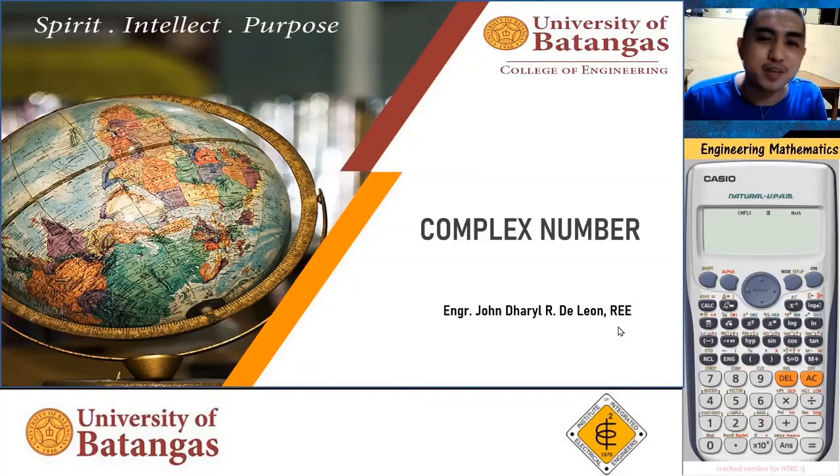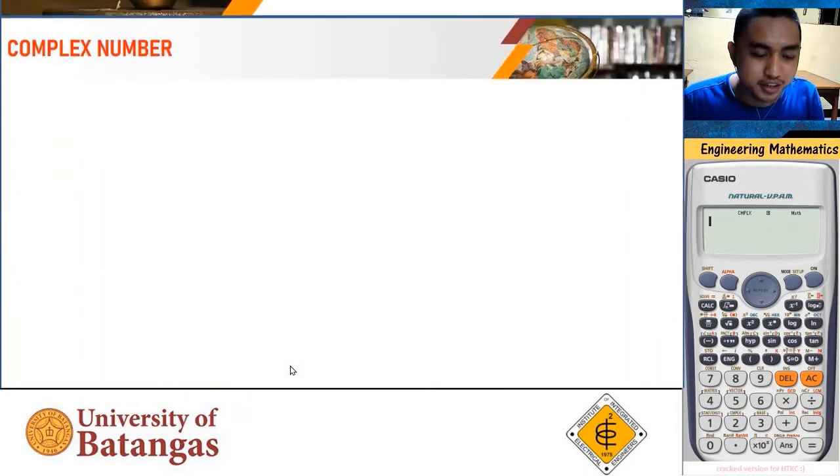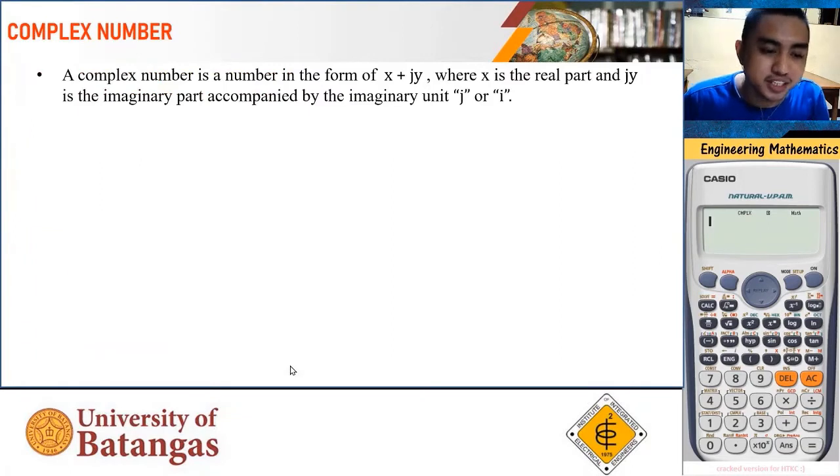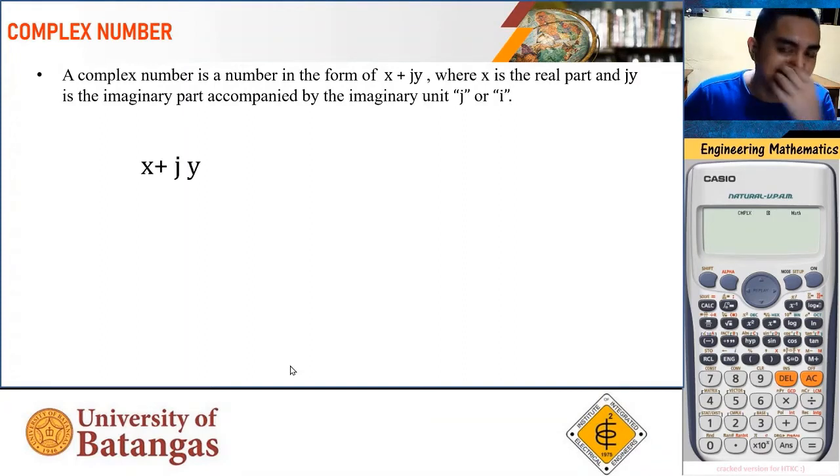Okay, for today we will talk about complex numbers. A complex number is a number in the form of x plus jy, where x is the real part and jy is the imaginary part, accompanied by the imaginary unit j or i. So let's say we have x plus jy.